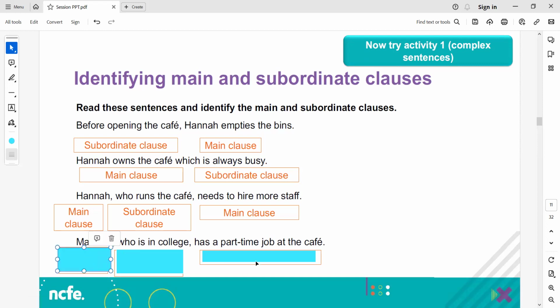And our subordinate clause is "who is in college." So it gives us more information about Matthew. "Matthew, who is in college, has a part-time job at the cafe." So "who is in college" is our subordinate clause. Does anyone have any questions?